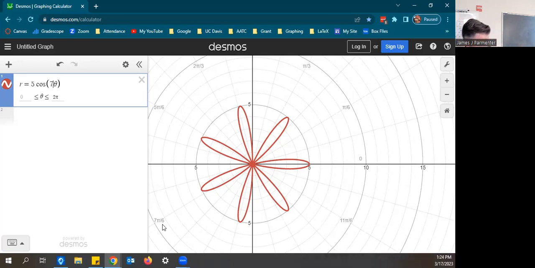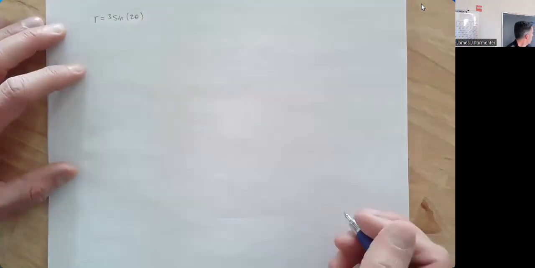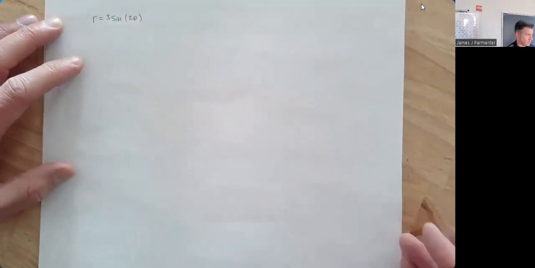Now, it's slightly different for an even number of petals. So if r equals, let's do sine. Let's say we want to do sine of 2 theta. Let's make it 3 sine of 2 theta. All right, I'll graph this one as well.